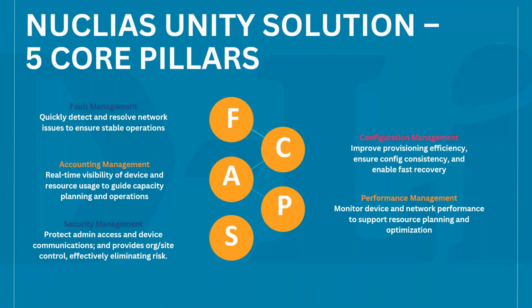So Nuclias Unity is based on the 5 core pillars. FCAPS is probably the best way to remember it, though you can make up your own acronym here. It's built on fault management, account management, security management, configuration management, and performance management. And what Nuclias Unity does is it allows you to see all of those from a single pane view.